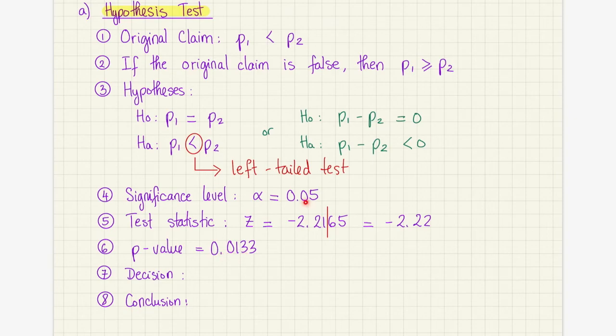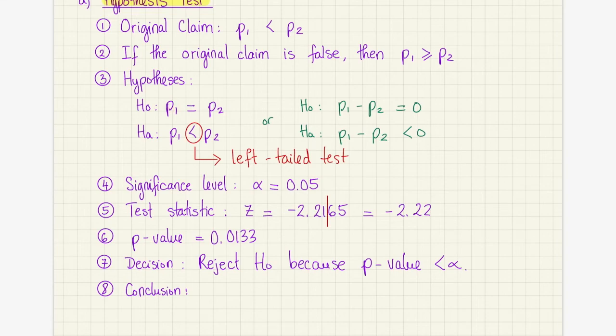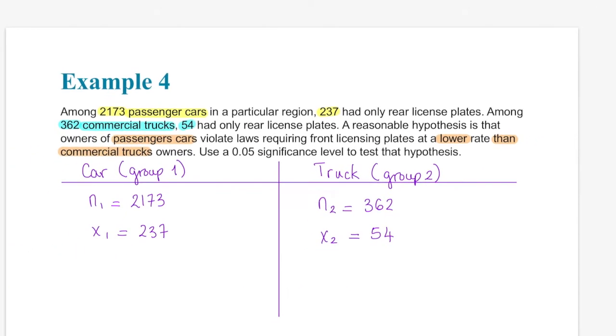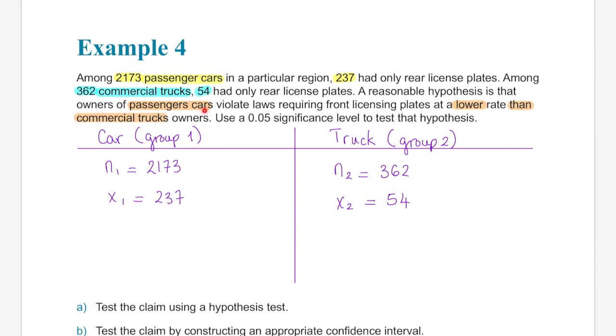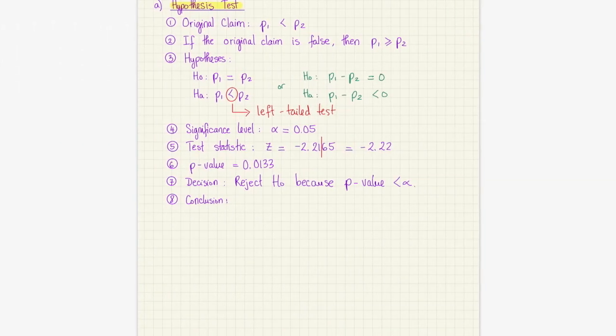P-value is less than alpha, so I will reject my HO. So HO says P1 equals P2, but I reject it. That means I believe that P1 is less than P2. So what does that mean? It means that I believe that the passenger car owners violate laws requiring front license plates at a lower rate than commercial truck owners.